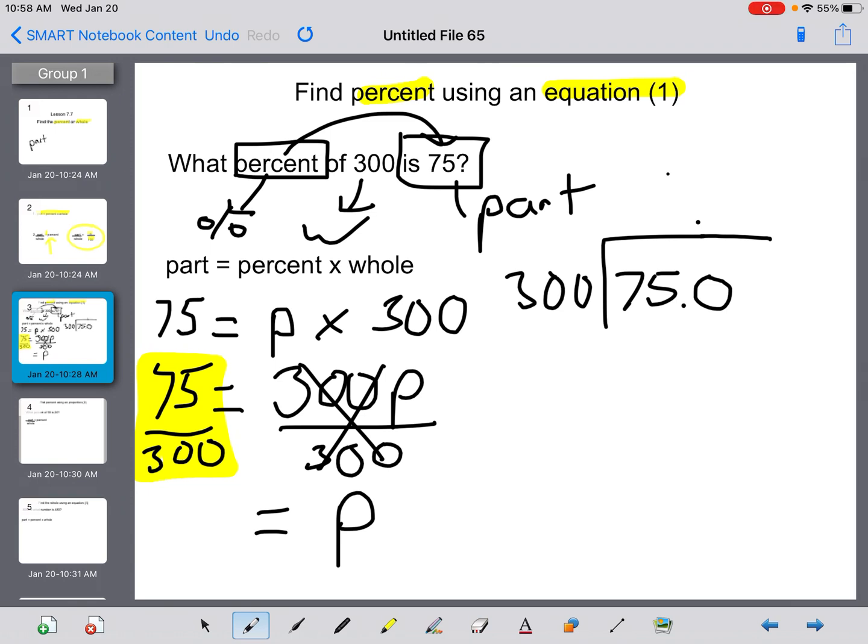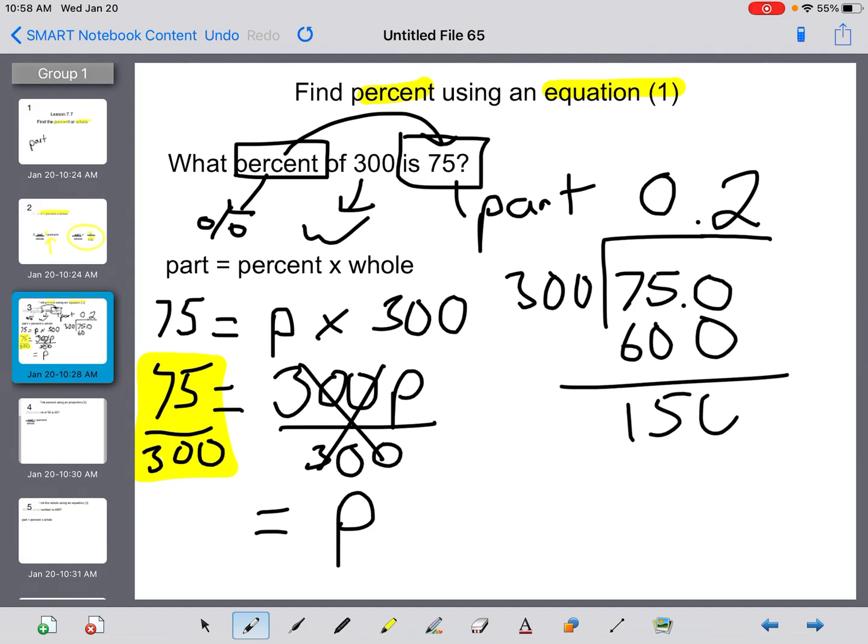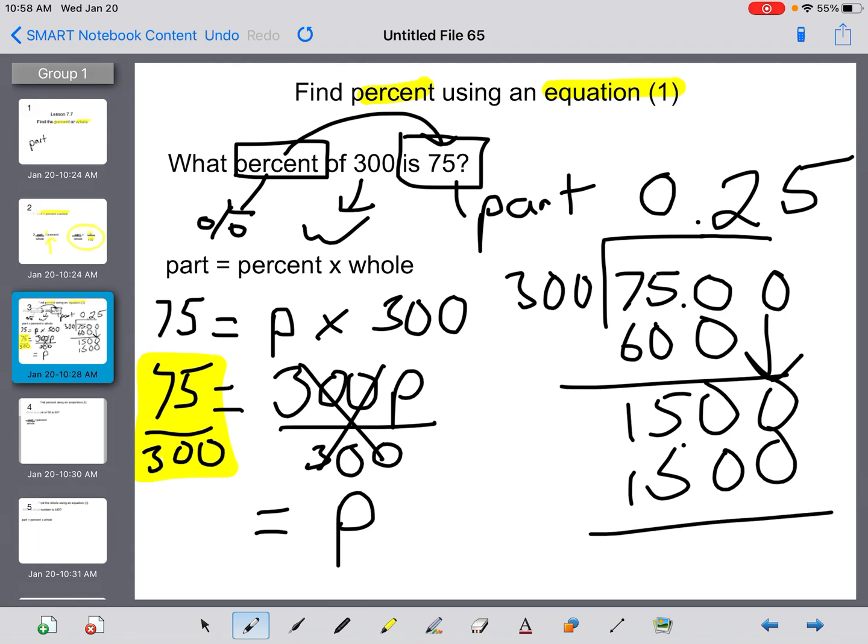Now I think, okay, how many times does 300 fit into 750? Twice. 2 times 300 is 600. Subtract. Bring down another 0. 300 fits into 1500 5 times, because 5 times 3 is 15, and then I add the 2 zeros. So I now end up with 0.25, which is the decimal form of my percent.